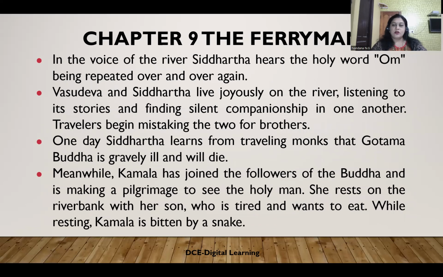Vasudeva and Siddhartha live joyously on the river, listening to its stories and finding silent companionship in one another. Travelers begin mistaking the two for brothers. One day, Siddhartha learns from the traveling monks that Gautama Buddha is gravely ill and will die. Meanwhile, Kamala has joined the followers of the Buddha and is making a pilgrimage to see the holy man. She rests on the riverbank with her son, who is tired and wants to eat. While resting, Kamala is bitten by a snake.